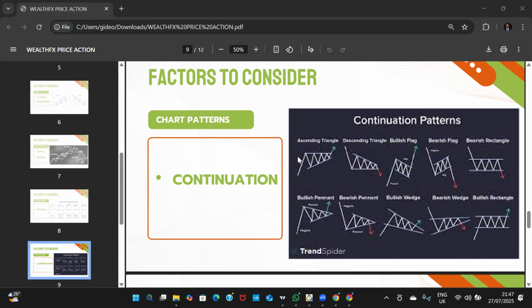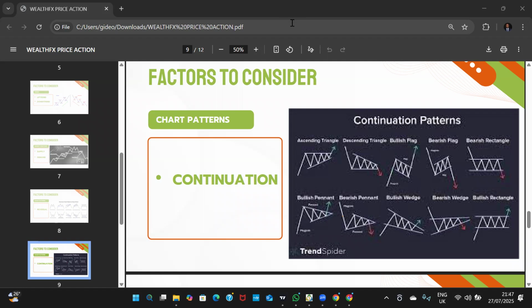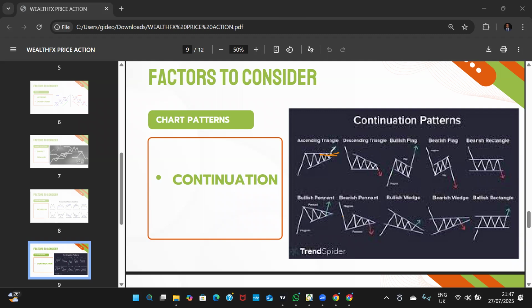Now, the first continuation pattern here is the ascending triangle. Yes, it looks like the triangle keeps ascending and all of a sudden we have a break of structure above the high into new highs. Yes, we trade that, continuing the trade into the new direction. So we have a break of structure around this area and then continue the trade above. Most times I'm going to be showing you how I use this on my chart. Most times, you want to place your stops below structure and then target new highs.